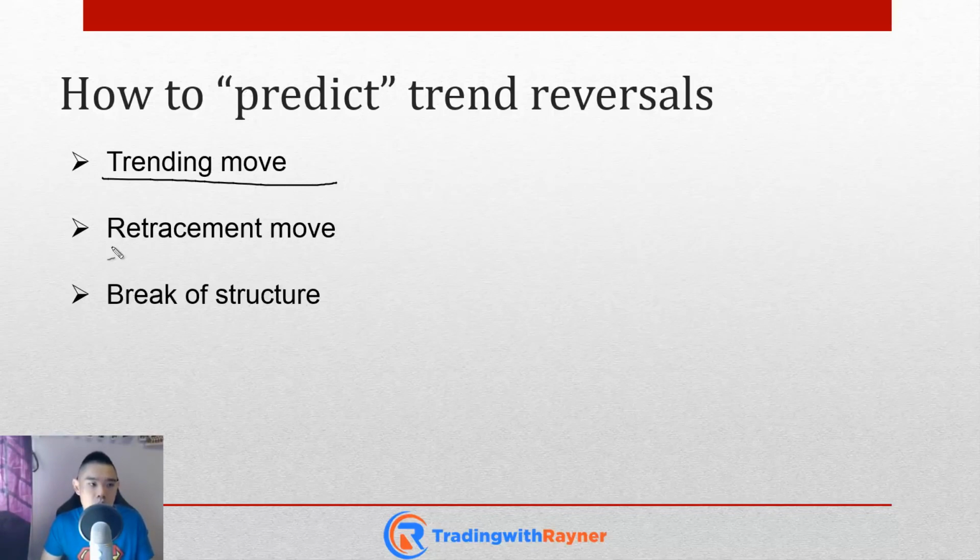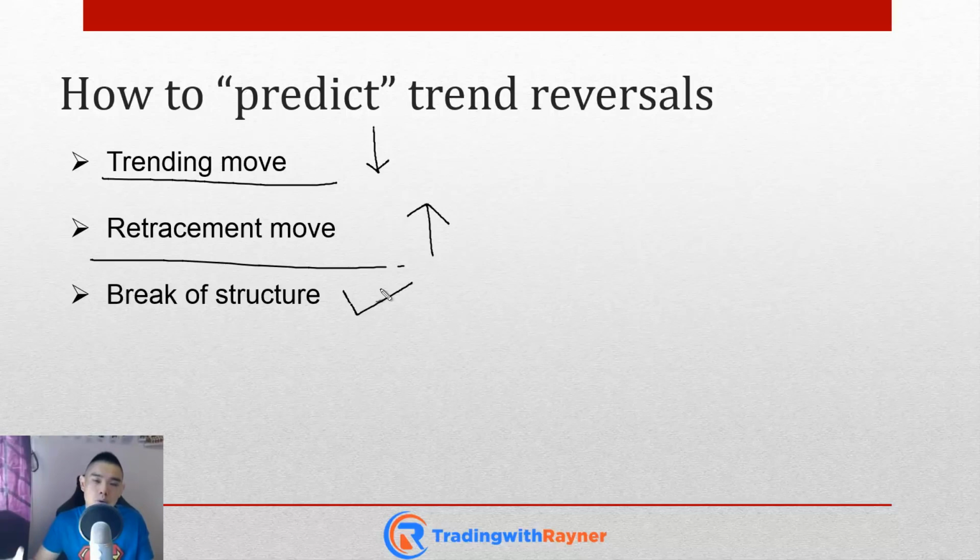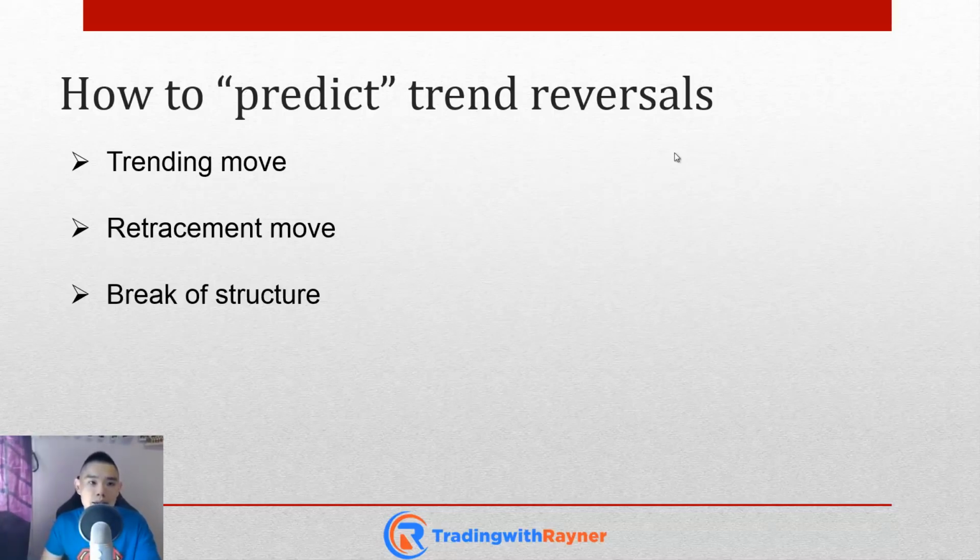Trending move gets smaller. Retracement move, it gets larger. Okay, so let me just put some arrows. Trending move gets smaller, retracement move gets larger, and then the break of structure. You see that there is a break of structure. If it's in a downtrend, you'll notice that the market goes into a range, and afterwards it breaks out with higher highs and higher lows. Okay, let me walk you through a few examples so you know what I mean.